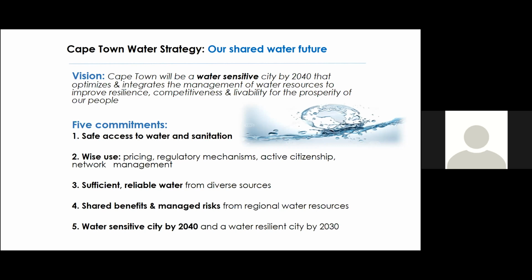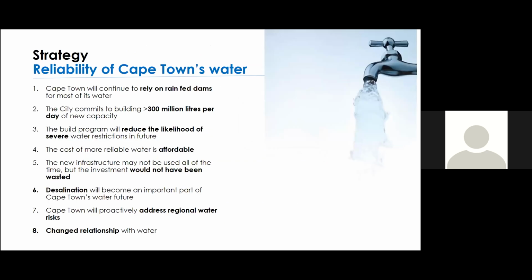And lastly, our key commitment is about ensuring Cape Town becomes a water resilient city by 2030 and a water sensitive city by 2040. Very ambitious targets and commitments that we make, but we are determined to achieve these. So Cape Town's water strategy sets out 5 commitments, which I've briefly touched on, and it is informed by 10 key principles. But there are 8 important things to understand or know about our water strategy and reliability of water for the future in respect of this growing city.